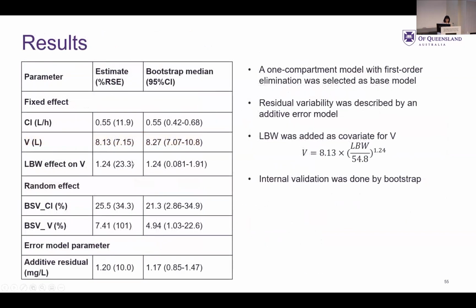This table just summarizes the final parameter estimates from the final model. It's a one compartment model with first order elimination and the residual variability described by an additive error model, and only has lean body weight as the covariate for the volume of distribution. We also performed a bootstrap as internal validation. The median value from the bootstrap was close to the model estimate.